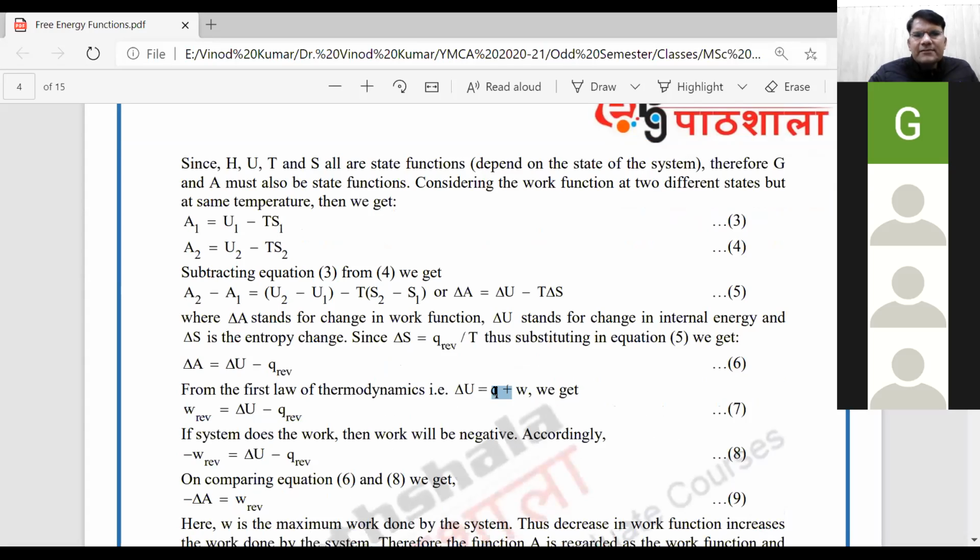If the system does work, then the sign of this work will be negative, because work done on the system is positive and work done by the system is negative. Then minus Q reversible will be equal to delta U minus Q reversible. So on comparing equation number 6 and 8, what will happen? In 6 we have delta A equal to delta U minus Q reversible.